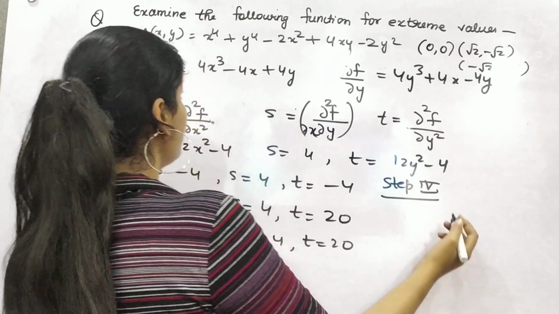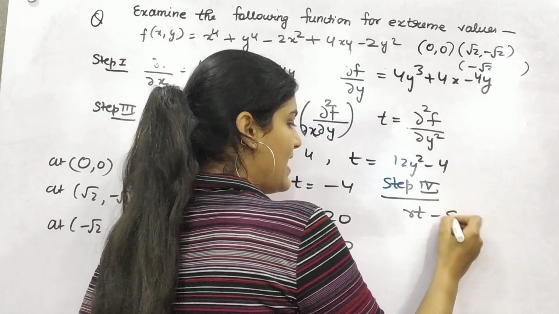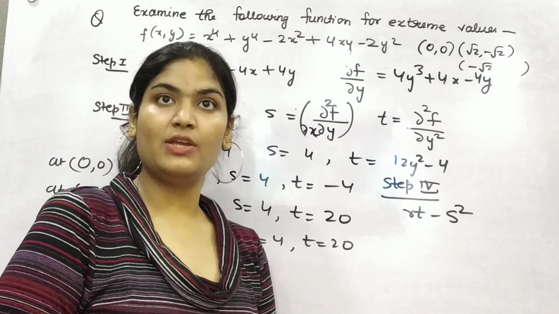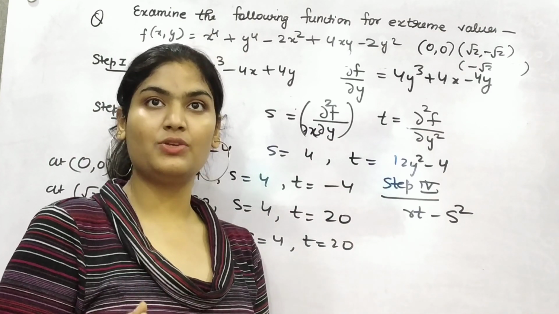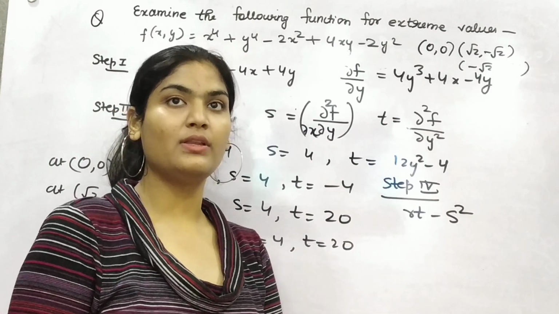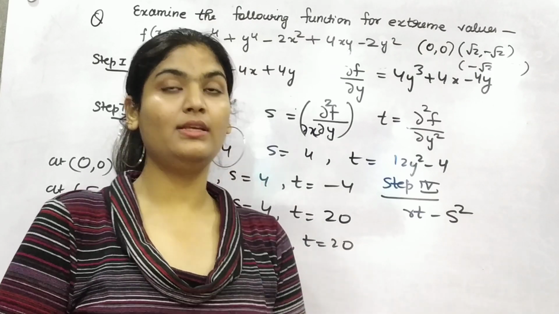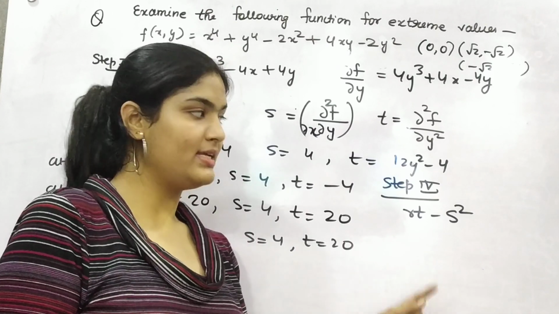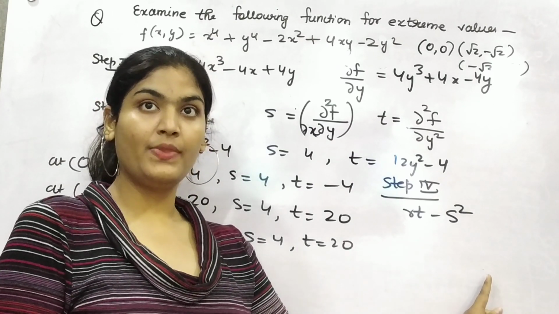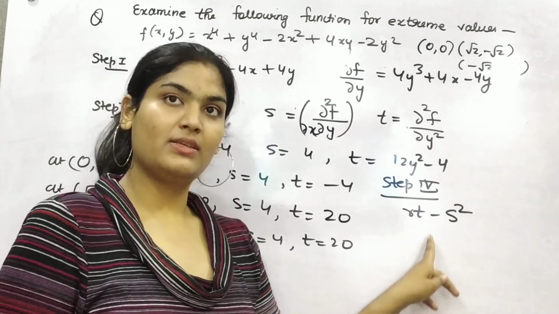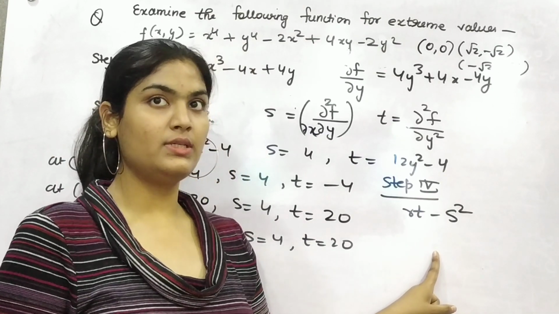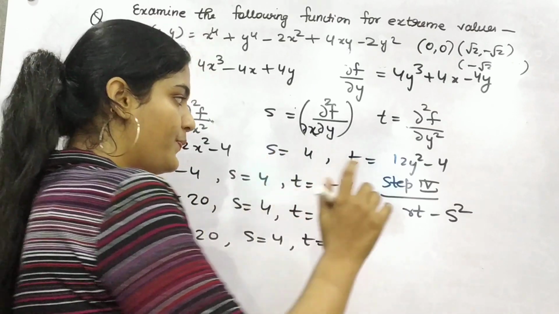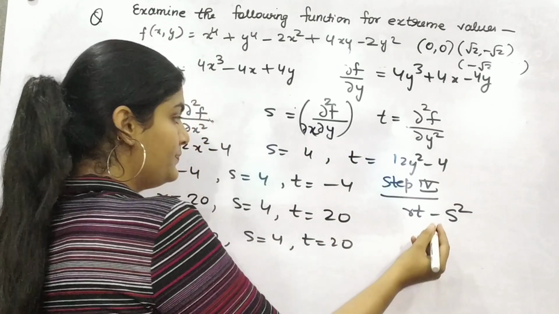find out RT minus S square. As we did in double differentiation, we find the value of the double differentiation and check whether it is greater than 0, less than 0, or equal to 0. Similarly, what you need to find out here is RT minus S square. So check whether it is greater than 0, equal to 0 or less than 0, with respect to R. So let us find out.